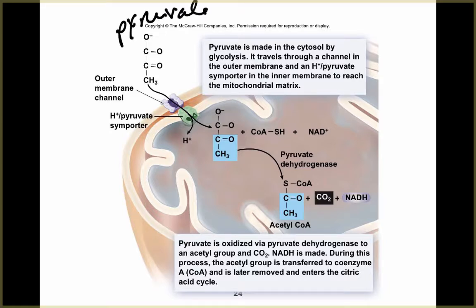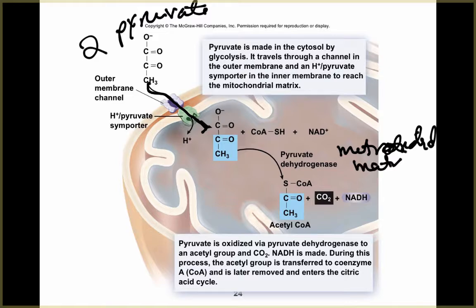And how many pyruvates, or pyruvic acids, did we make during glycolysis? 2. So essentially what's happening here is the 2 pyruvates go through these transmembrane proteins into what's known as the mitochondrial matrix. So this is the matrix. These are the 2 membranes. This is the inner mitochondrial membrane.